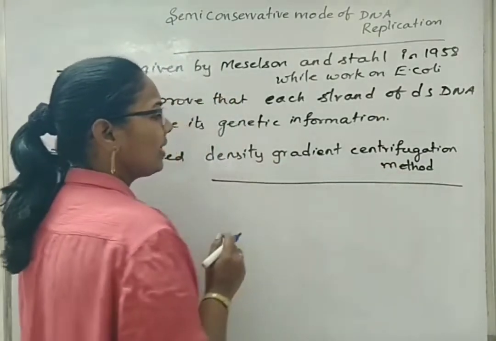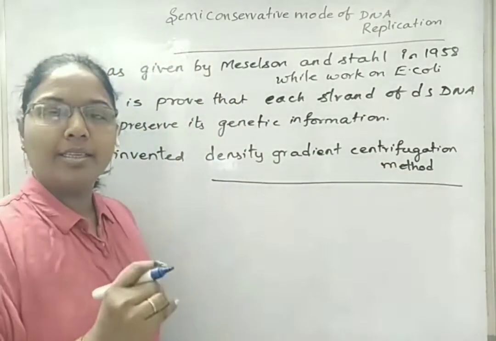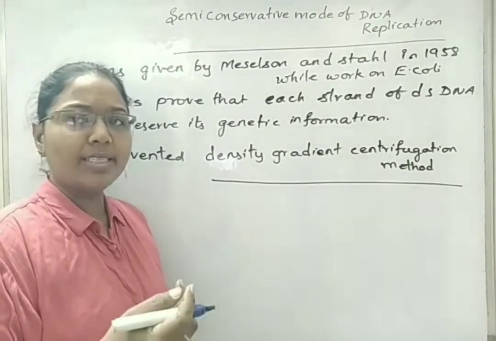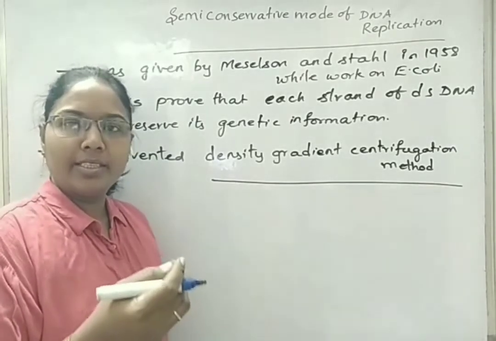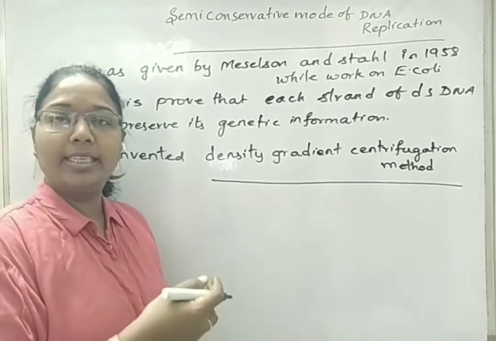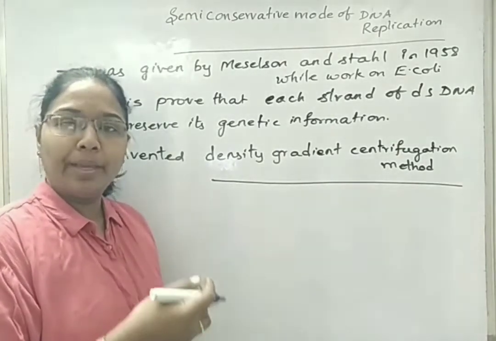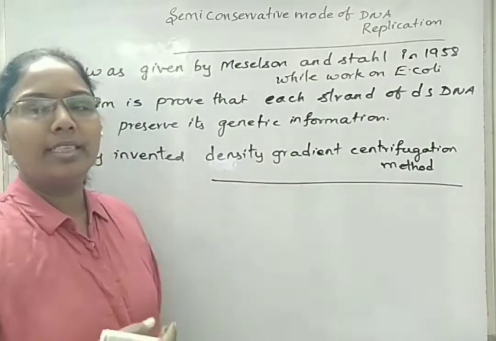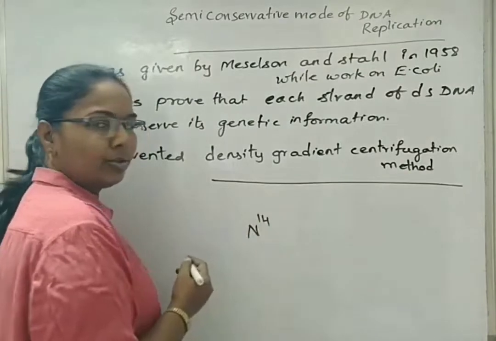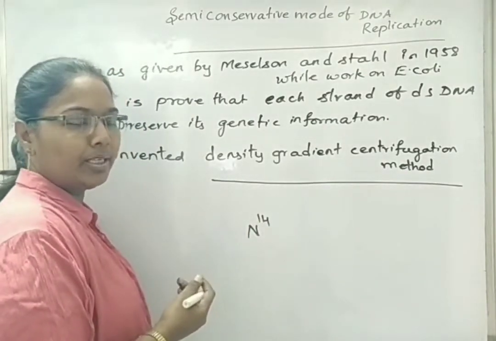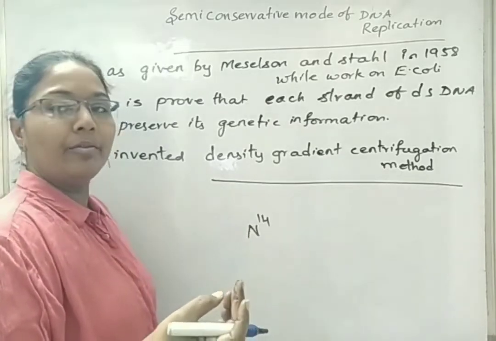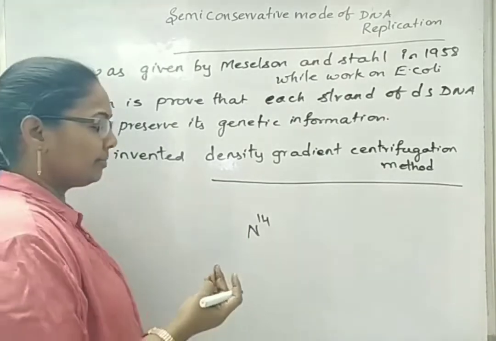Then what is meant by density gradient? Here, particles are kept in some other type of solution. For example, when DNA is kept in the reagent cesium chloride, cesium chloride allows DNA particles to get separated based on their density, because normally DNA has N14 in the nitrogen bases. The nitrogen atoms, in purines, are at the 1, 3, 7, 9 positions of the ring, and in pyrimidines, at the 1 and 3 positions of the rings.